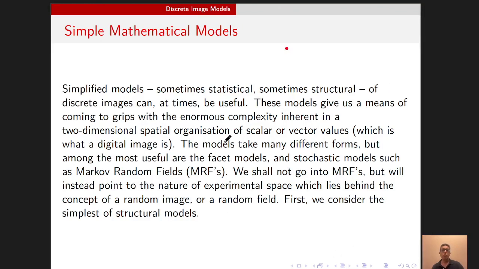Okay, so we're now going to look at two broad classes of mathematical model. Both of them are relatively simple, and both of them have their uses. As with any sort of mathematical model of the real world, these models are imperfect, but they are useful.